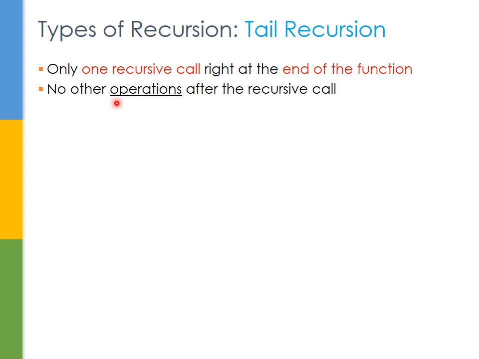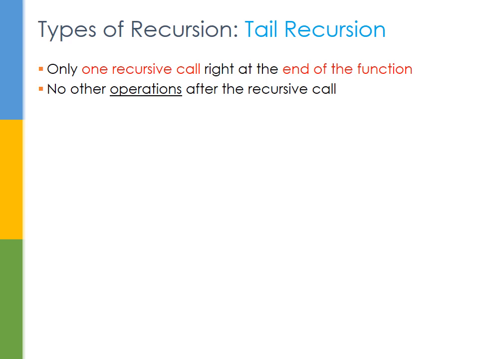Now, notice this terminology over here, operations. We're not talking about statements, in other words, a line of code followed by a semicolon. We're talking about an operation. So an operation may be, for example, an arithmetic operation where we, for example, add a value or multiply a value or something like that. We'll look at a situation where we don't have a situation in which no operations occur after the recursive call, and this is non-tail recursion, which we'll get to in a moment.